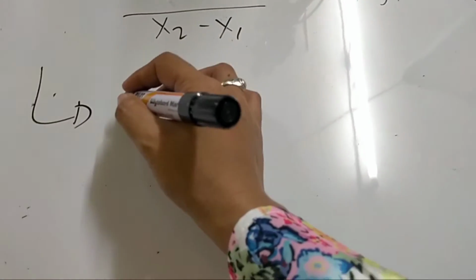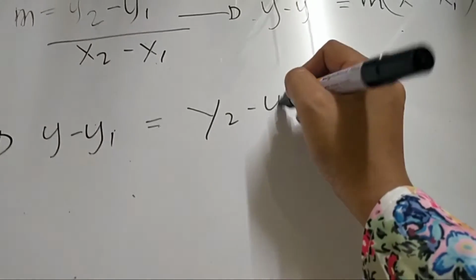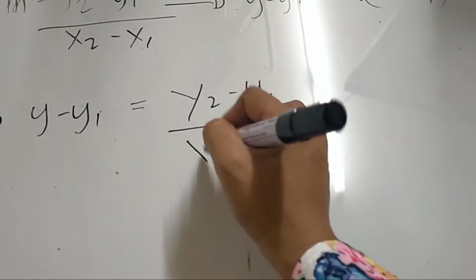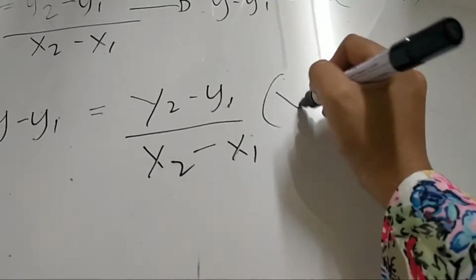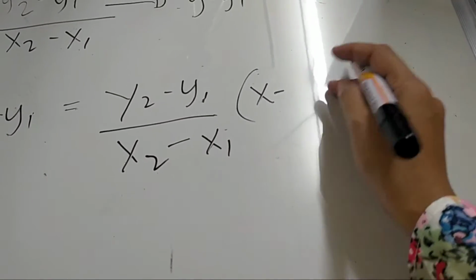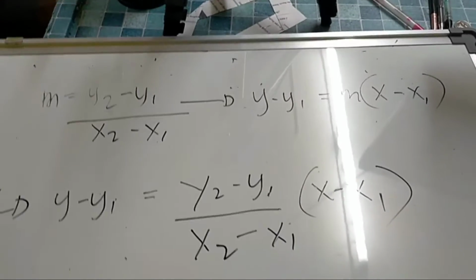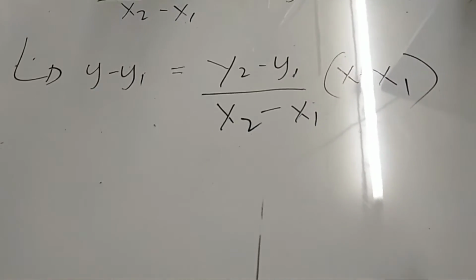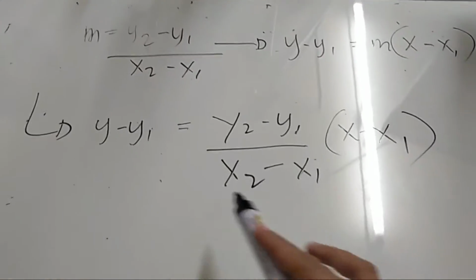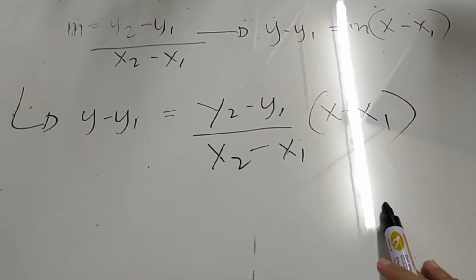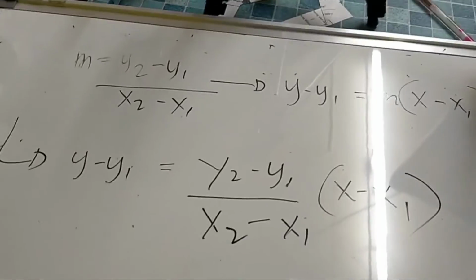We have y minus y sub 1 is equal to y sub 2 minus y sub 1 over x sub 2 minus x sub 1 times the quantity of x minus x sub 1. Muna itong formula. So, it's up to you kung asa diri ang inyong gamiton. But I prefer this one. Okay, I'll give an example on how to do this. First, I'm going to do this formula.